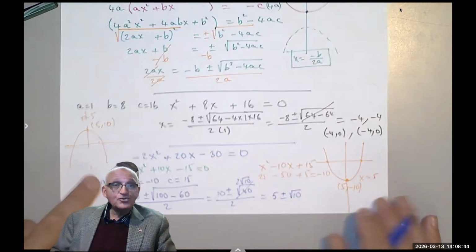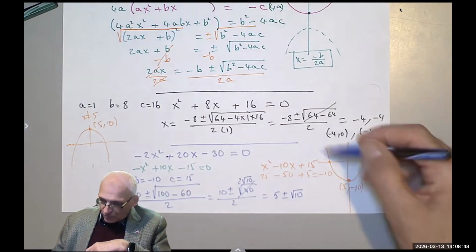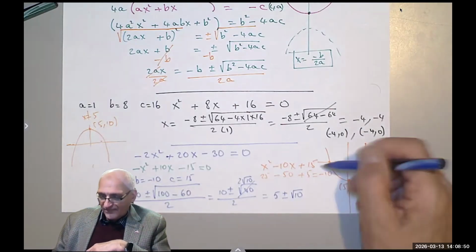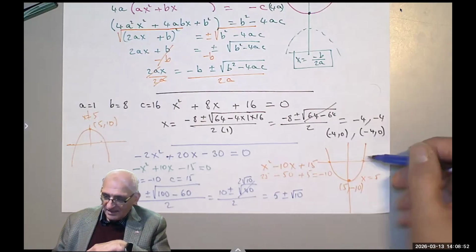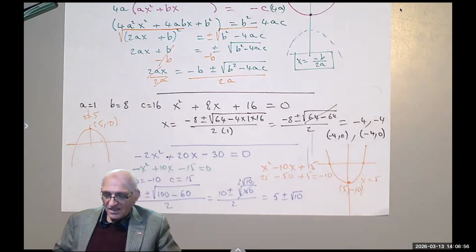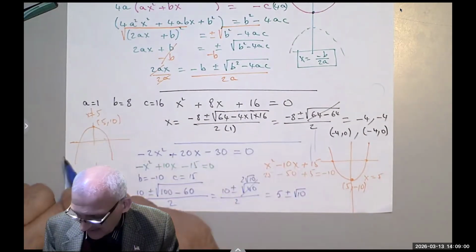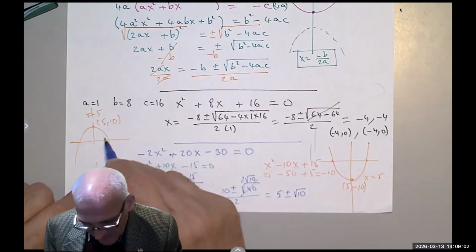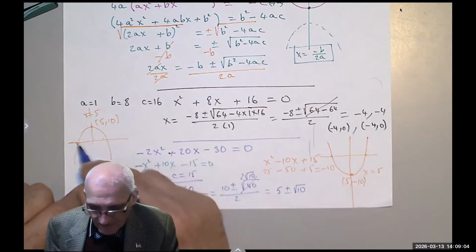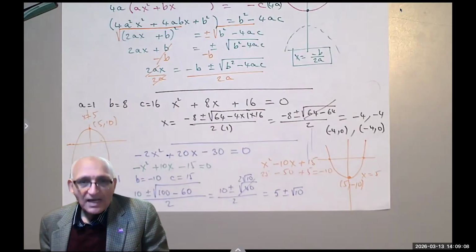And these are two answers, meaning if I'm below, I'm going to cross above at 5 plus root 10 and 5 minus root 10. The x-axis, the y-axis would be here, or here, it's the same thing. This is 5 and 10. I get 5 plus root 10 and 5 minus root 10. And in both cases, I have two answers.